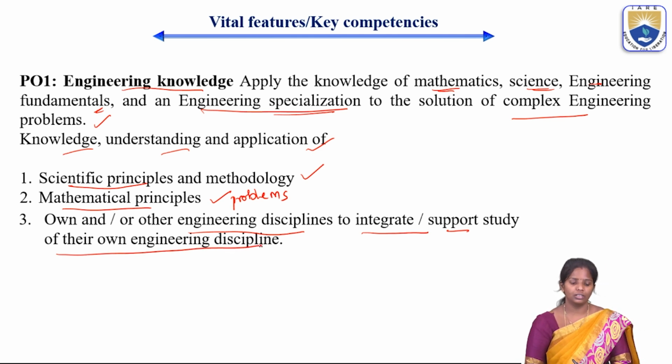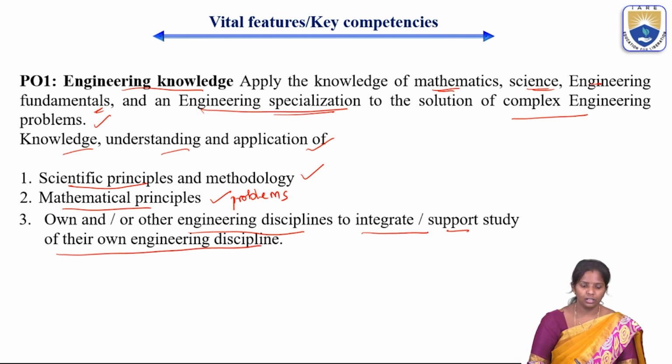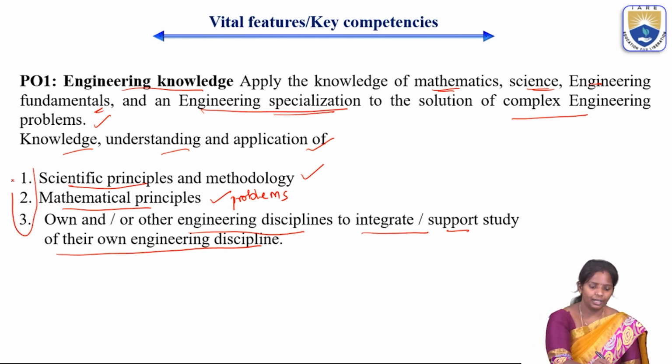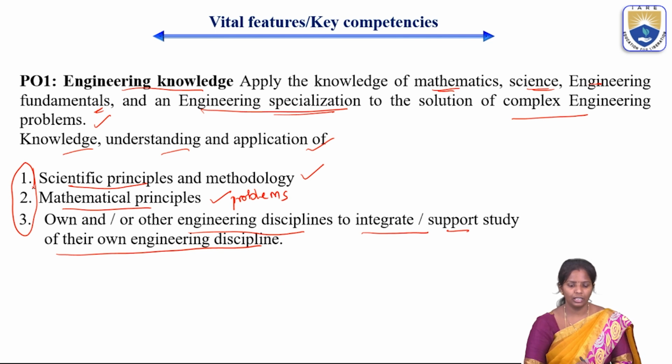So this is how there are three different POs, that is PO1. In PO1 there are three different vital features. Vital features are key competences.